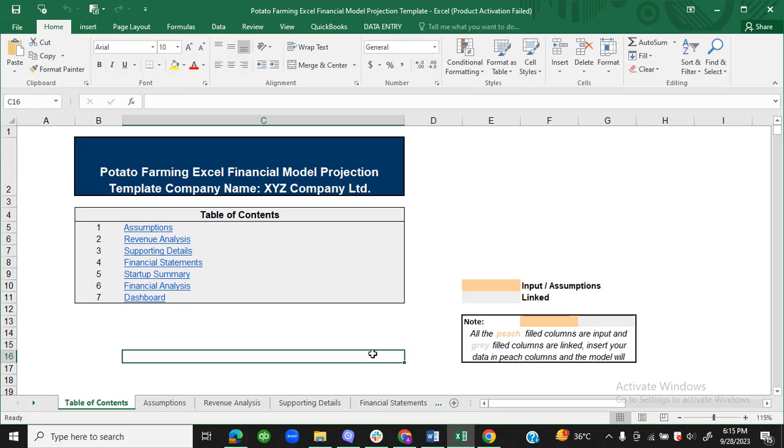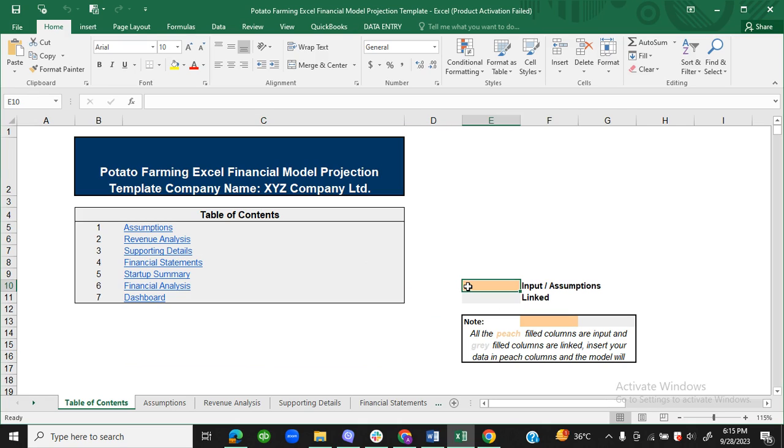Today we are going to examine potato farming Excel financial model. In order to review this model, we are going to go through 7 different sheets. But before doing that, please note that each cells represent input or assumption cells, while the gray cells represent linked cells. Starting off with the first sheet, assumptions.